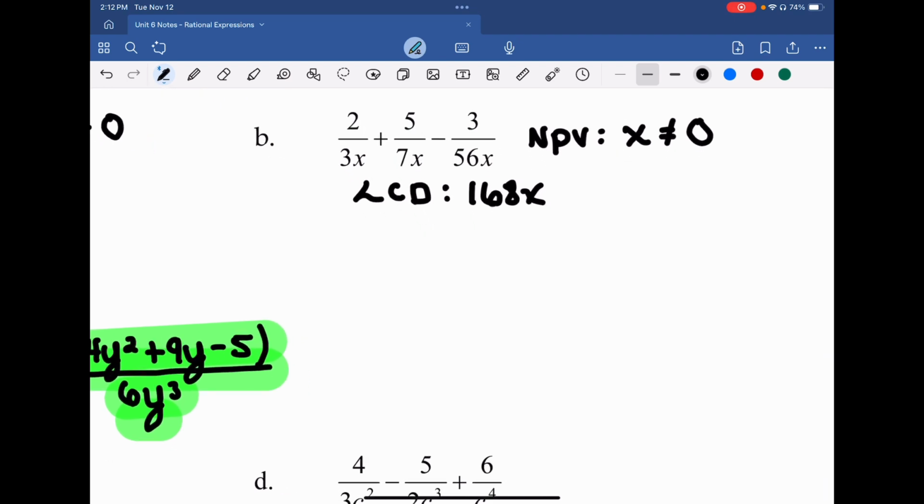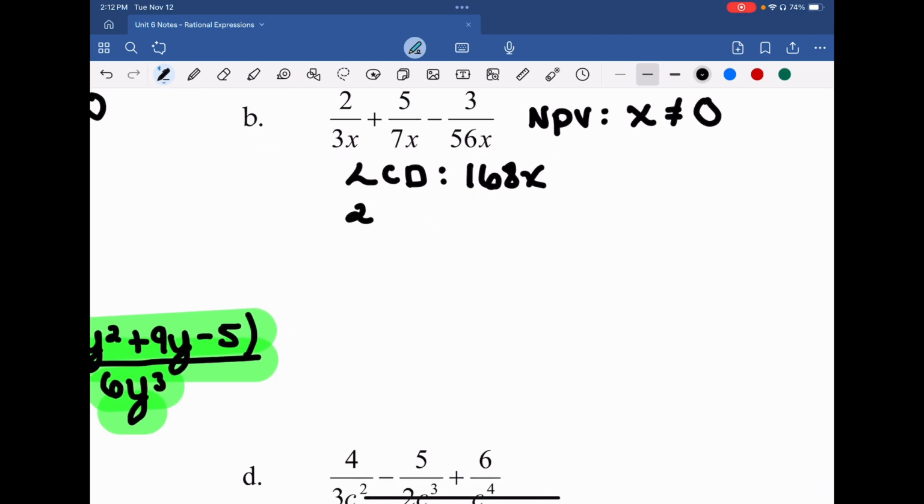Now, we're going to write this below. I'm going to rewrite the fractions as 2 over 3x, and again I'm going to try to leave a little bit of space in front of each of them. So 5 over 7x for the next one, and then minus, leaving a little bit of space, 3 over 56x. Now, we're going to expand these all to have a 168x denominator.